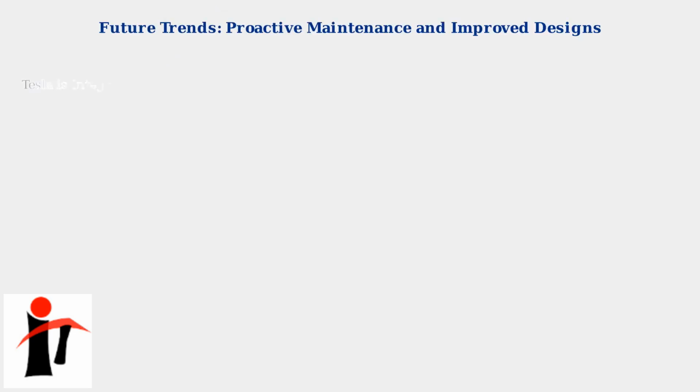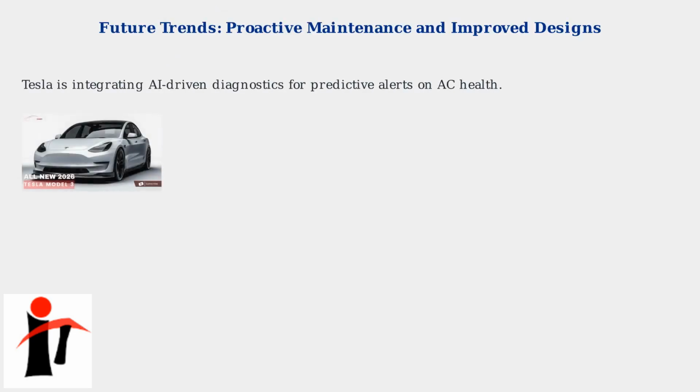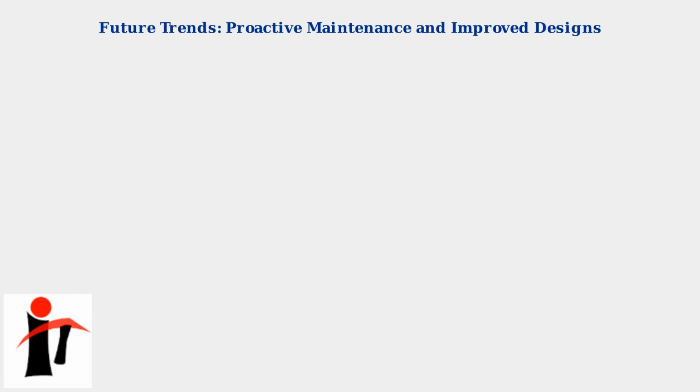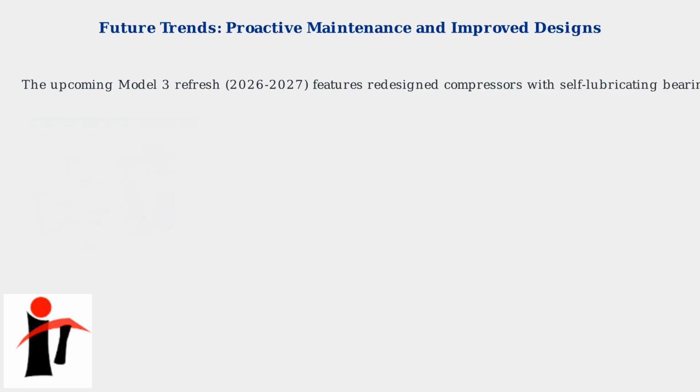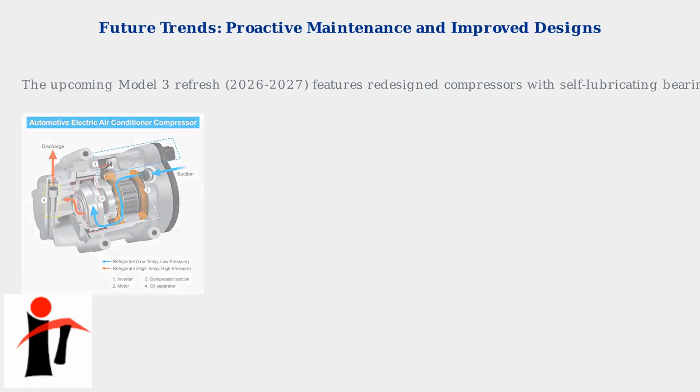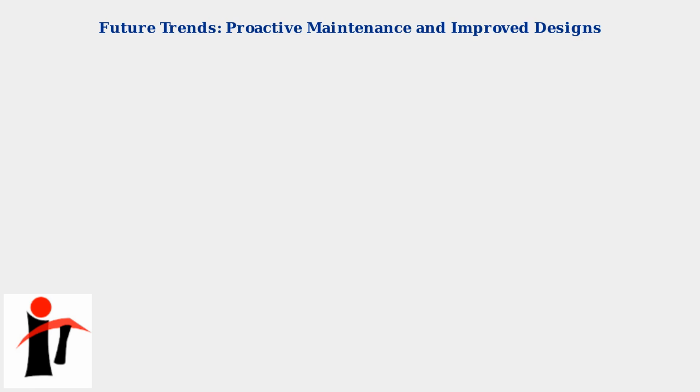Tesla is integrating AI-driven diagnostics for predictive alerts on AC health. This technology monitors the AC system in real time and sends notifications to owners before issues become serious. The upcoming Model 3 refresh, expected in 2026-2027, will include redesigned compressors equipped with self-lubricating bearings. This innovation aims to completely eliminate oil-related failures by reducing friction and wear on internal components.